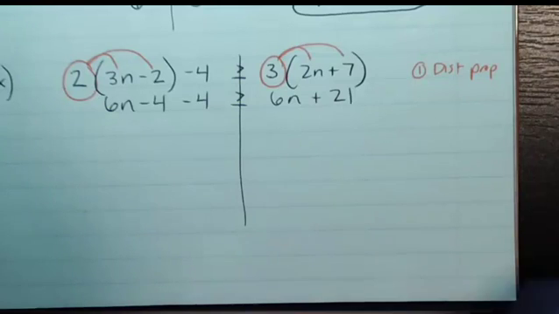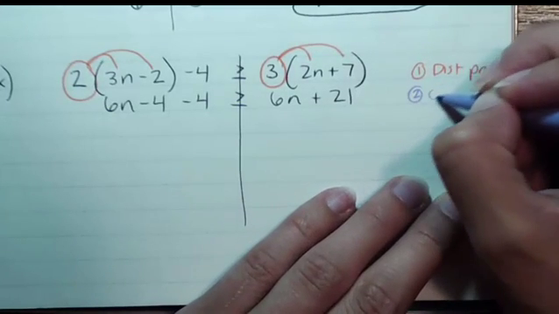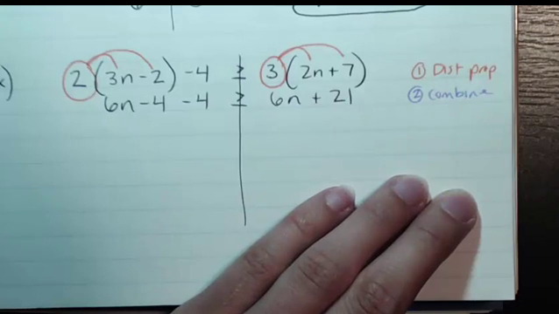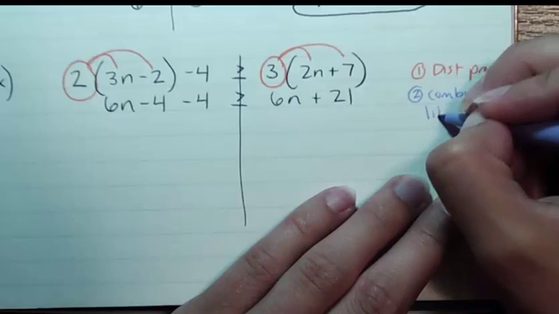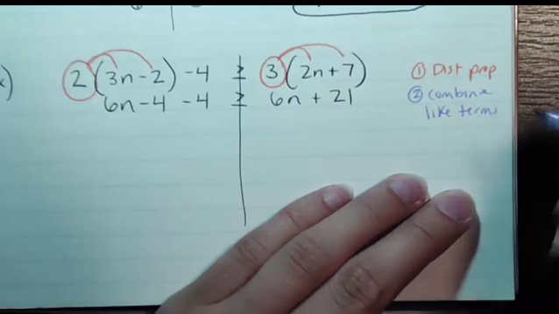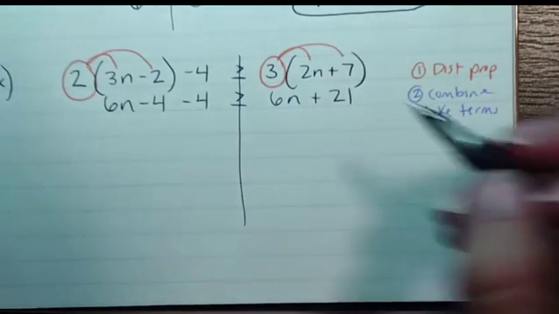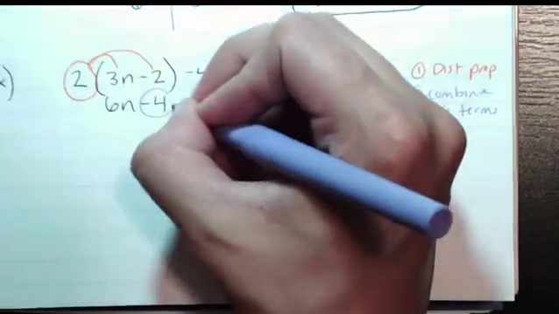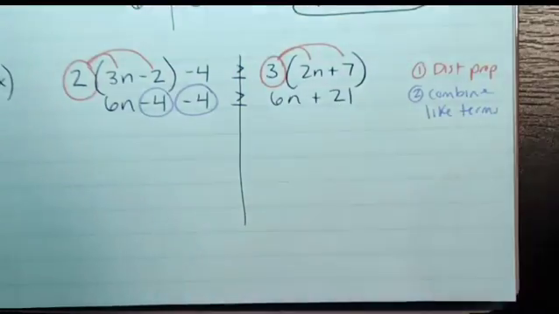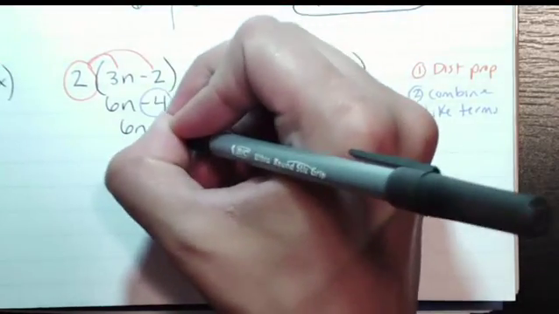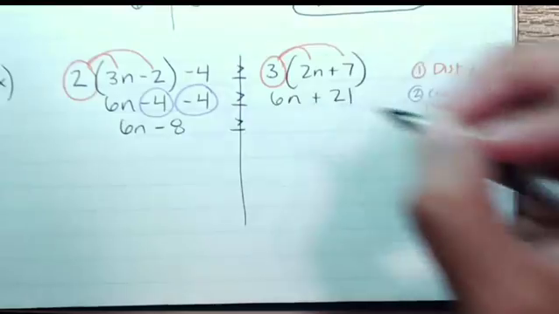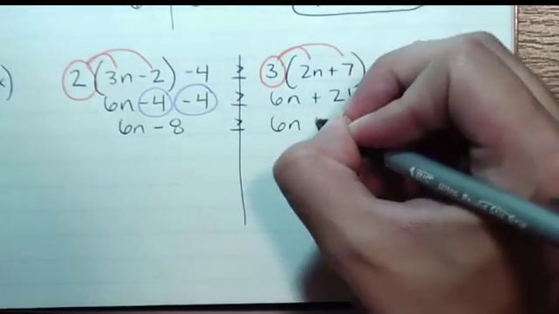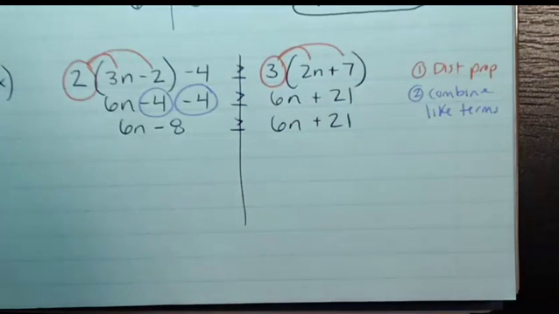Okay, the second step is I look to combine my like terms on both sides. So on the left side, what can I combine? I can combine the negative 4 and the negative 4 to give me negative 8. So 6n minus 8 is greater than or equal to. Nothing over here I can combine, so I'm just going to recopy that down.